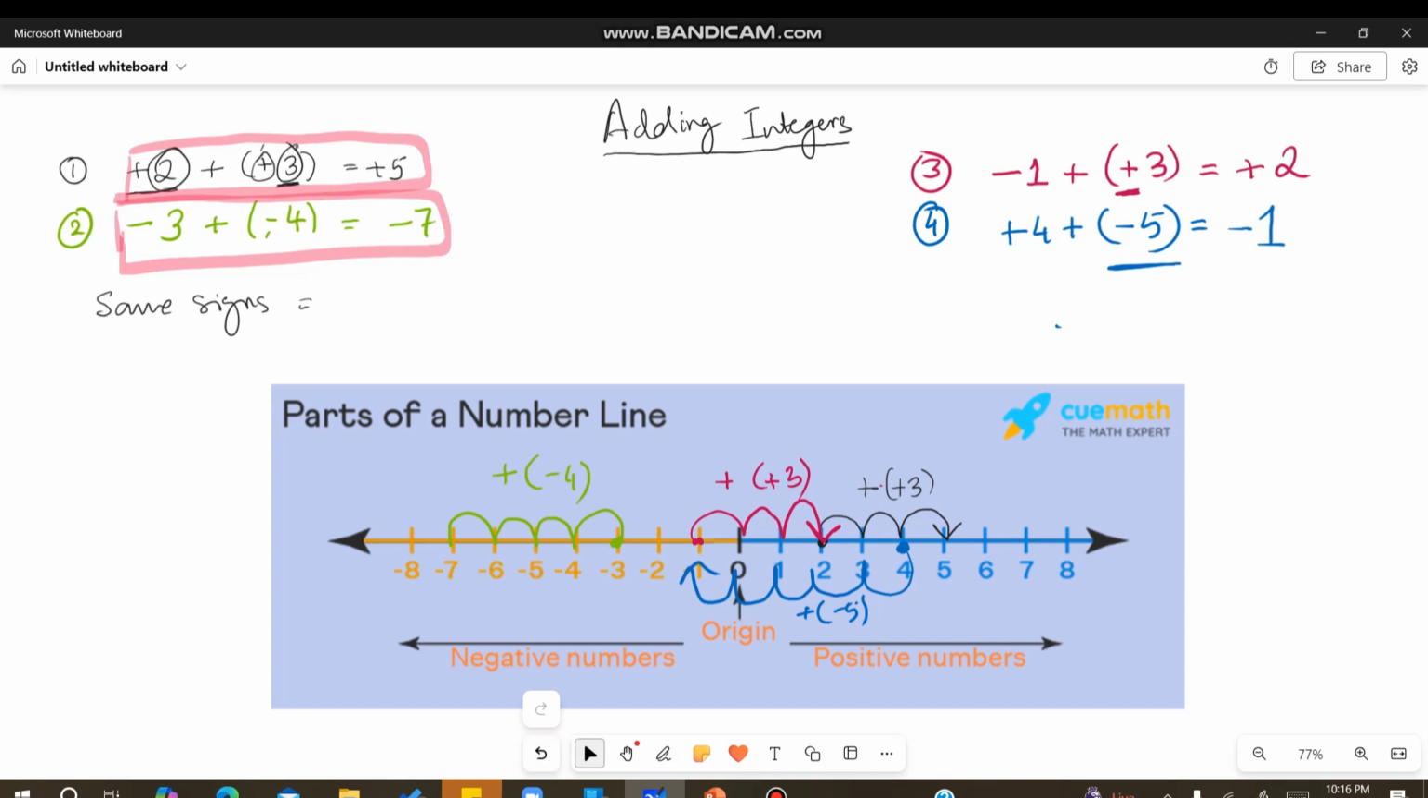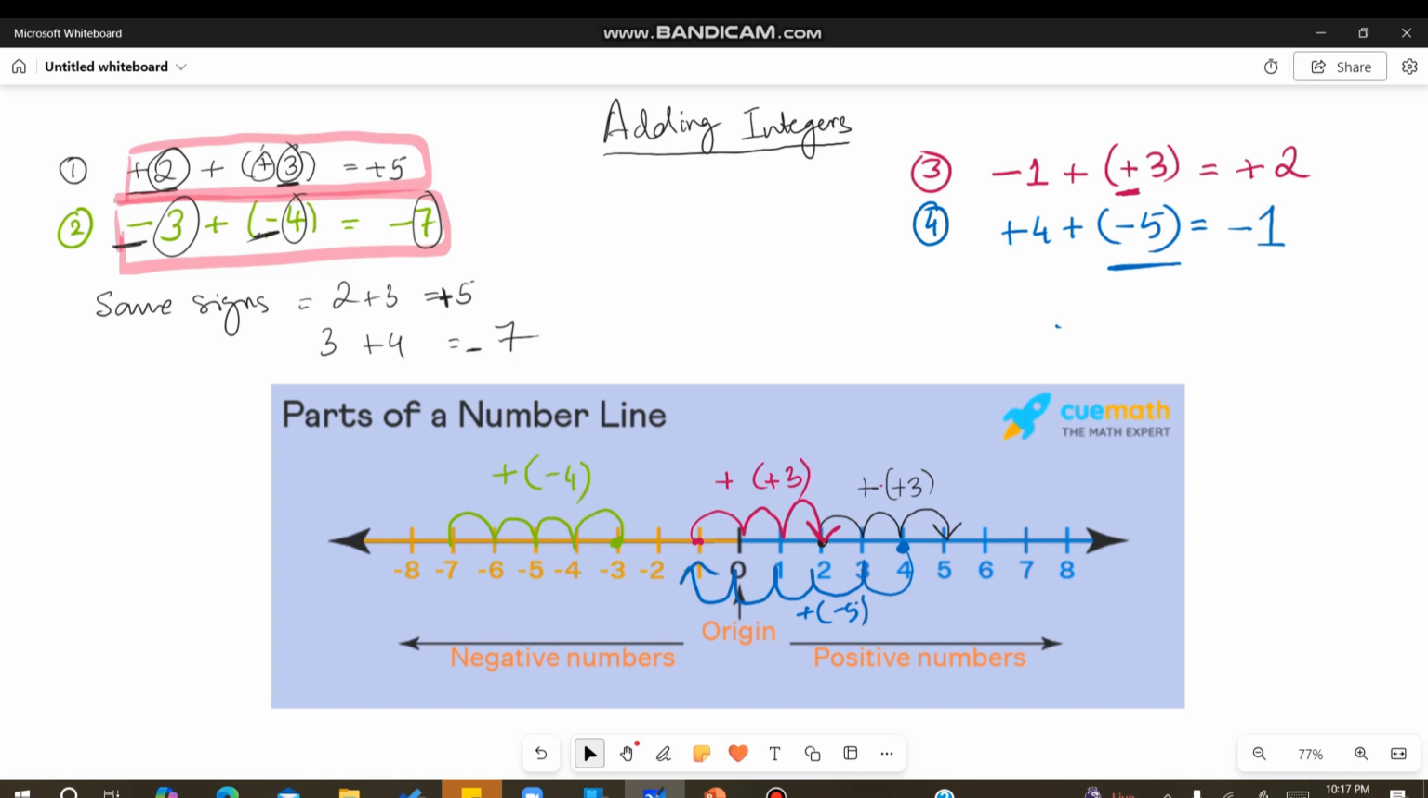So we can see that when we are adding same signs, we simply add the absolute values. 2 and 3 makes 5. And we put the sign of both the integers. Both integers had a positive sign, so my answer will also have a positive sign with it. Similarly, in question number 2, they are both same signs. So I add the absolute values. That's how I got my 7. 3 and 4 were added and I got a 7. And then I looked at the sign of both numbers. They're both negative, so my answer was also negative.